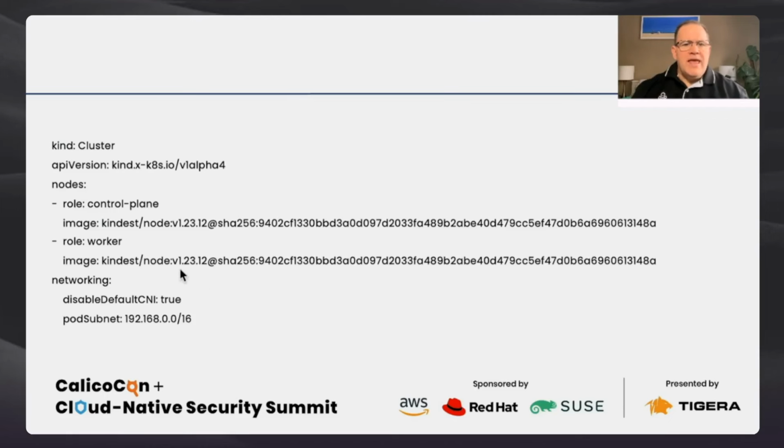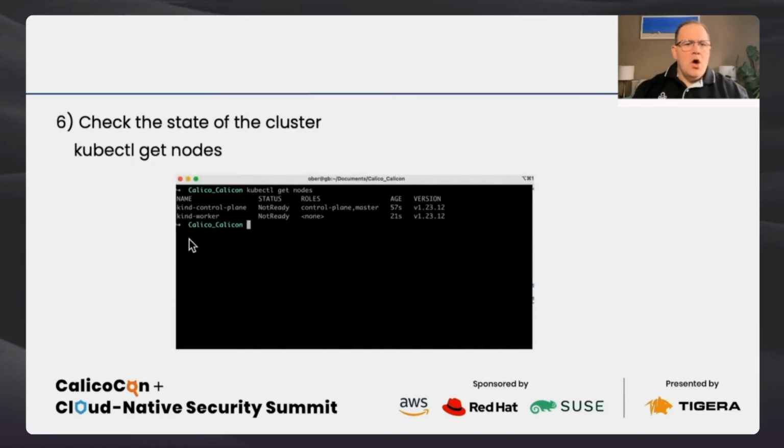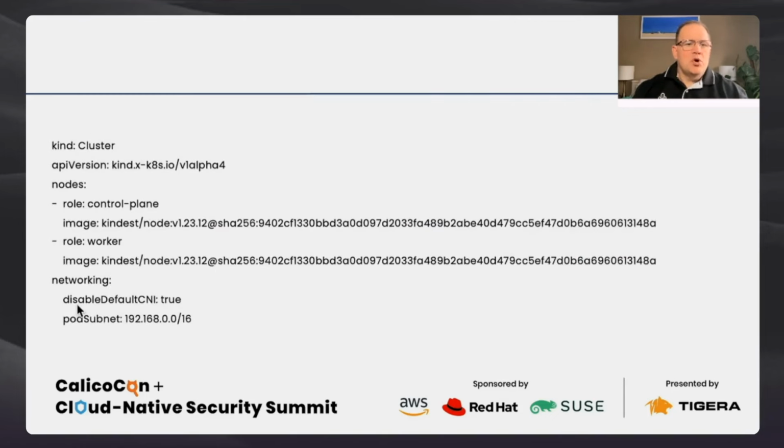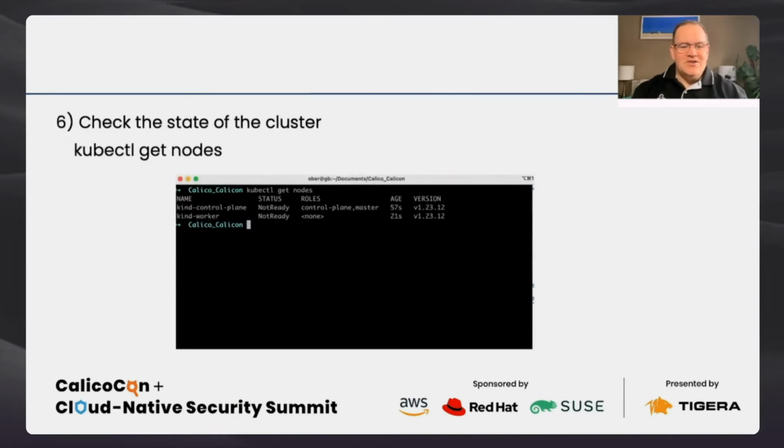Now, again, you've got the PowerPoint here with the kind YAML. It's a very simple YAML file, so nothing really to worry about there. When it finishes, we should be able to see the cluster created. It will not be ready because we will not have a CNI in. If you looked in the YAML file, you'll notice that I put disable default CNI, because kind comes with its own CNI, but we want to leverage Calico, because otherwise we won't be able to use Calico network policies.